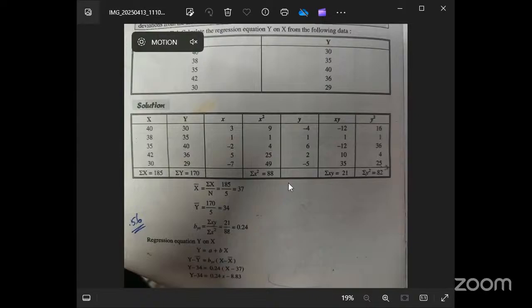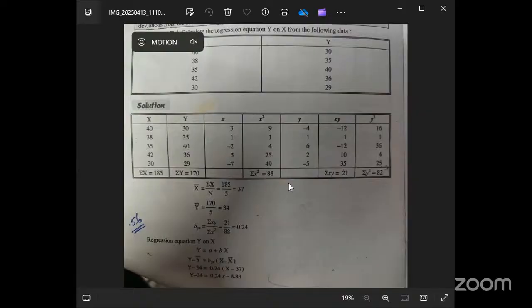So what do we need to do next? We need to square these x values. Squaring of x: 3 square is 9. Next one, 1. 2 square is 4. 5 square is 25. 7 square is 49. Next is y square. 4 square is 16. Then 1. 6 square is 36. 2 square is 4. 5 square is 25.